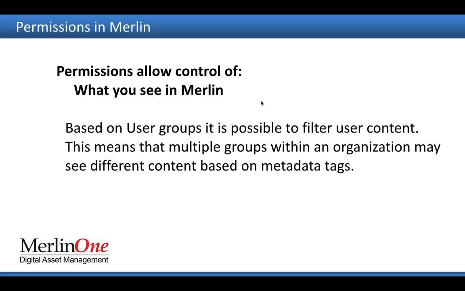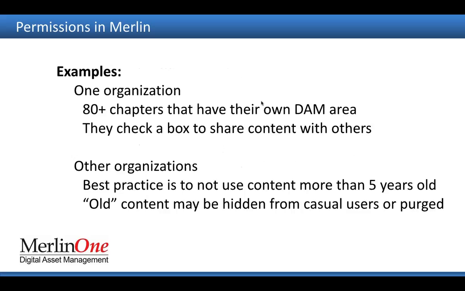This is based on user groups. With user groups, it's possible to filter content. This means that multiple groups within an organization can see different content based on metadata tagging, okay? That metadata tagging could actually be words or descriptions in fields, or it could be as simple as a checkbox that allows you to share content beyond your group, and either one of those things will work. We'll show you that as we dive in, but I want to go through some basic things first.